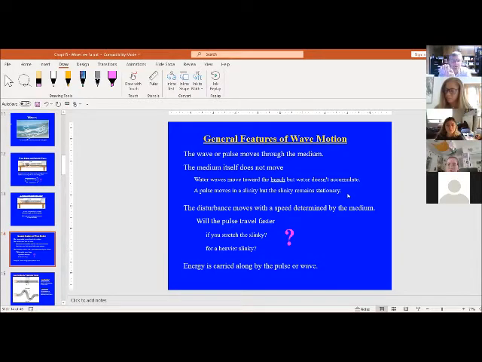So, in general, the disturbance moves with the speed determined by the medium. So far, we've talked about things where the speed doesn't really depend on the medium. We talked about a guy running or a car moving. They had speeds independent of the air or the road. Now with these kinds of waves, the speed of the wave will depend on the medium. The medium now is a big thing, so you gotta think a little bit differently. The speed now depends on the medium.